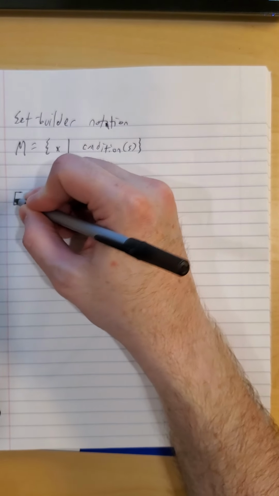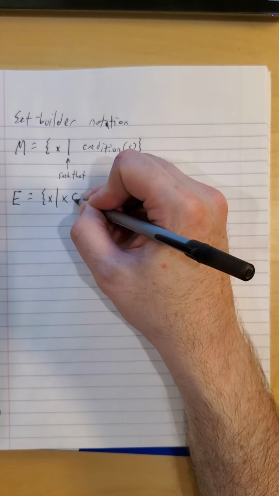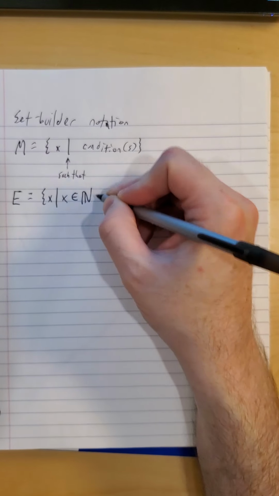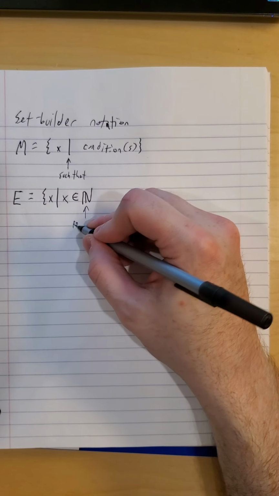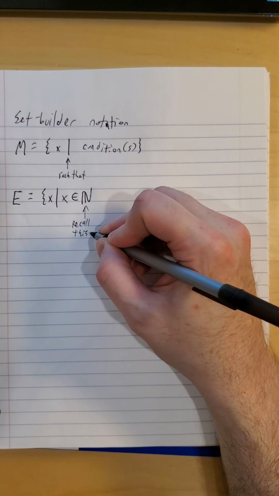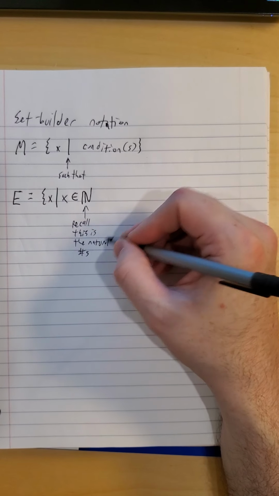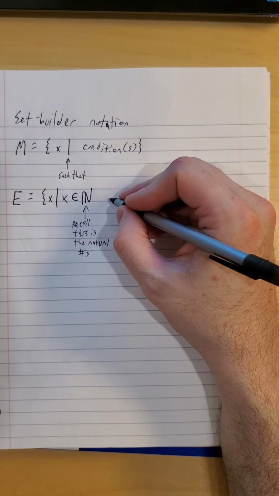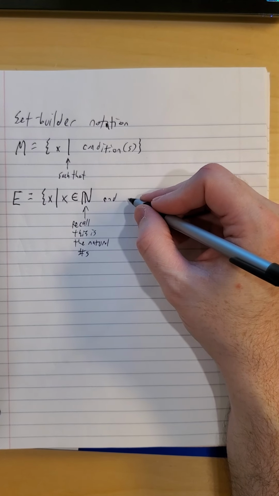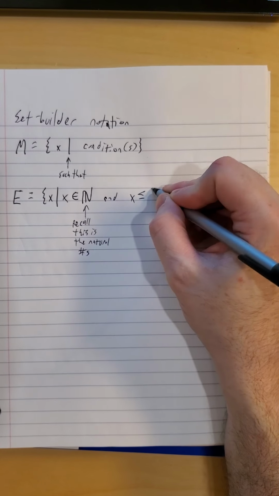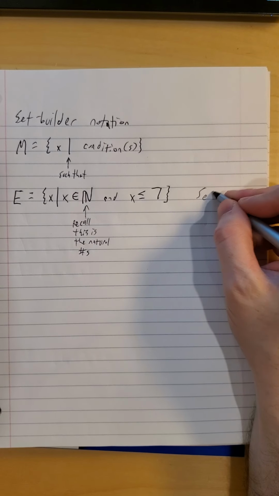So if we say that set E is the set of all x such that x is an element of the natural numbers, so make sure you're familiar with this. Remember, this is the natural numbers. So 1, 2, 3, 4, 5, etc. So x is a natural number and x is less than or equal to 7. So this is what it would look like in set builder.